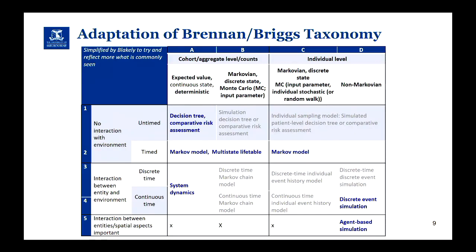There's a lot more simulations required there. Down here, we have no interaction with the environment and then interaction with the environment. So no interaction with the environment, we consider each group atomistically or each individual atomistically where they're not interacting with each other. The blue ones are the ones that I think warrant some mention.